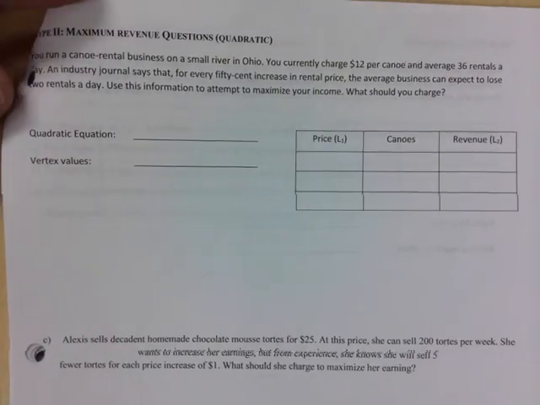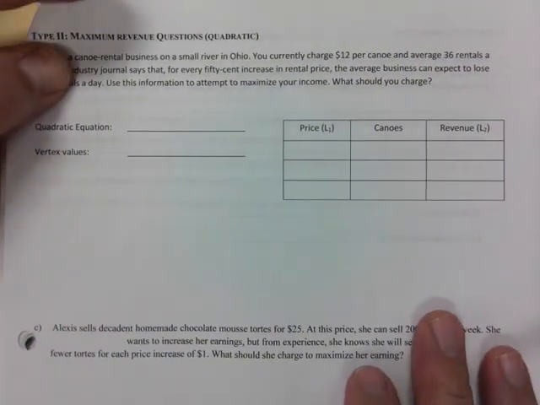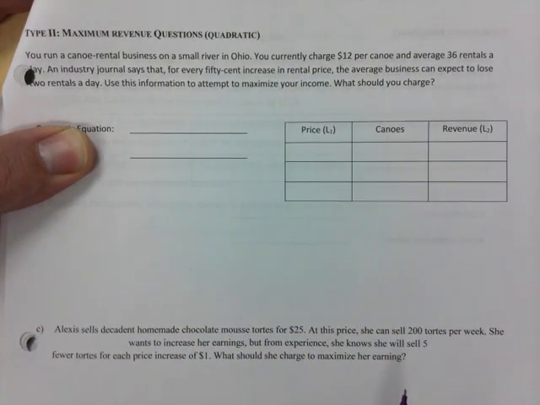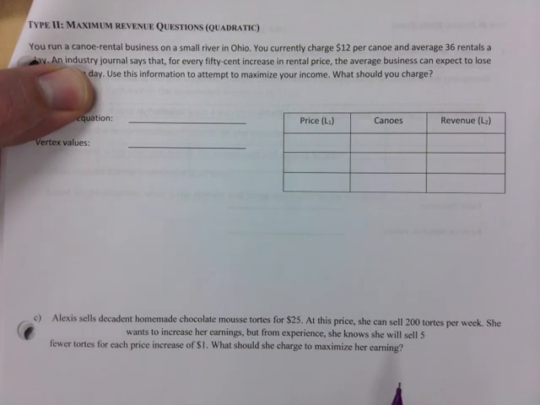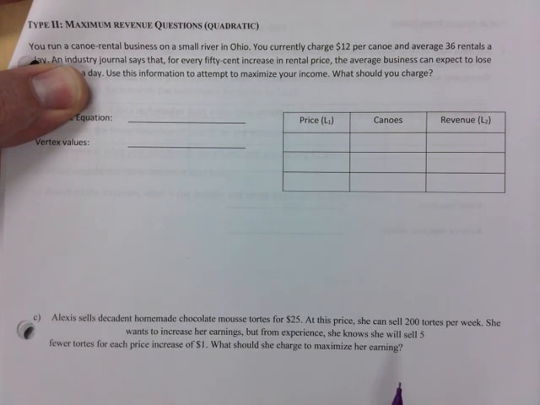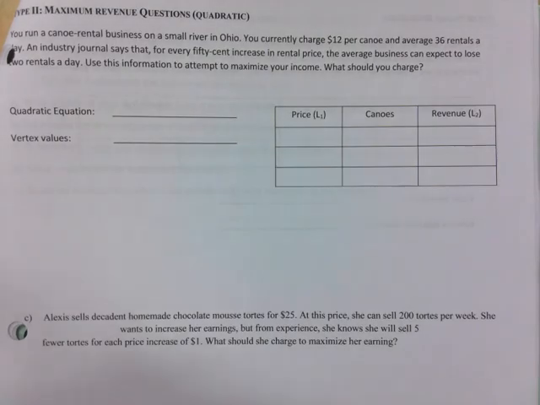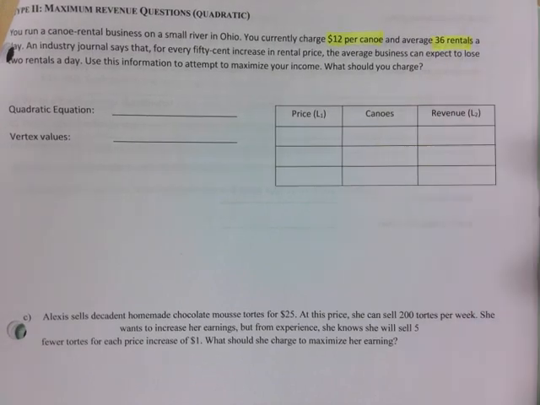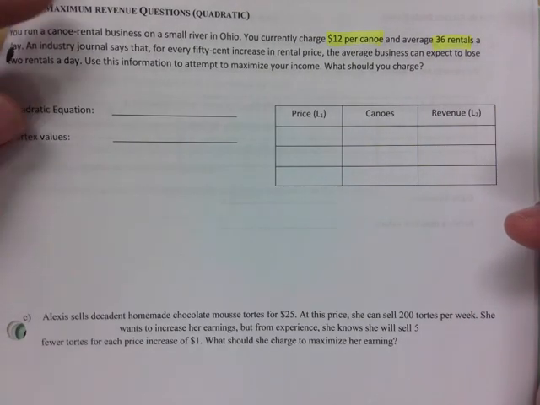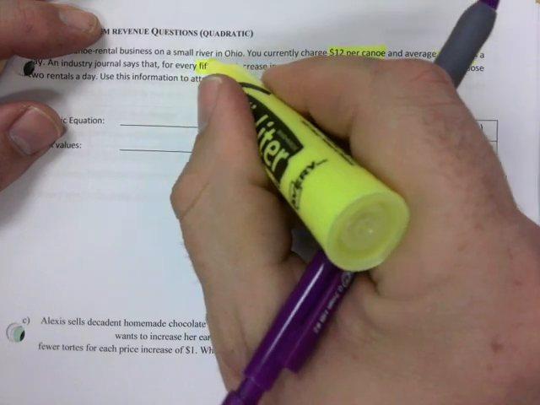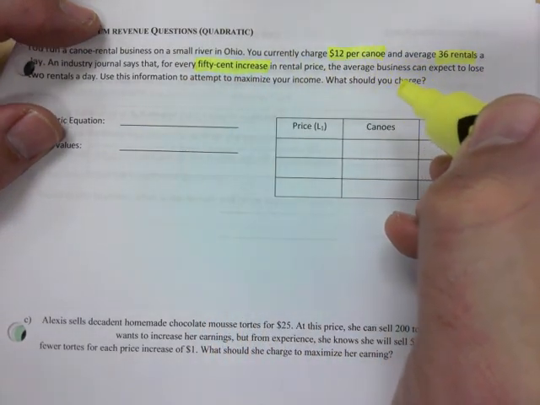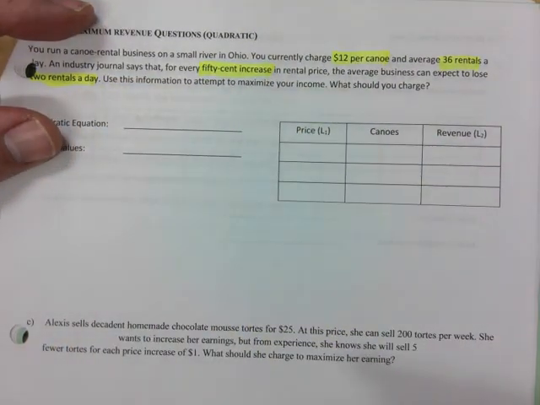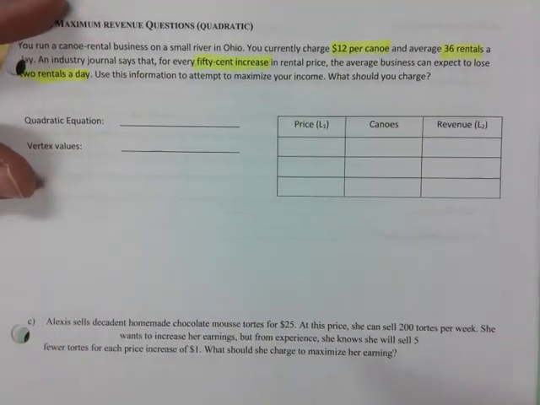Okay, this is page 62 in your booklets, and obviously it gives it away, a revenue question, and it is quadratic. Here you run a canoe rental business, and you currently charge $12 per canoe, right? So it's the cost per rental for 36 rentals a day. An industry journal says that for every 50-cent increase in rental price, you can expect to lose 2 rentals a day. Use this information to attempt to maximize your income.